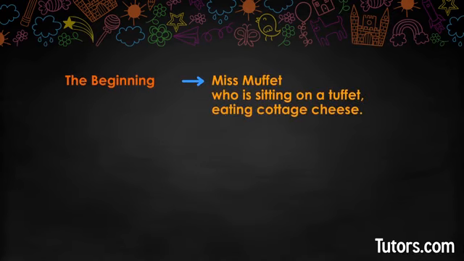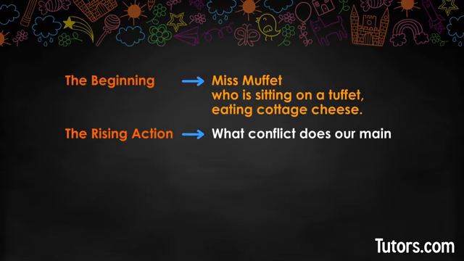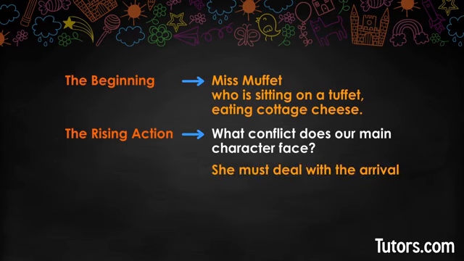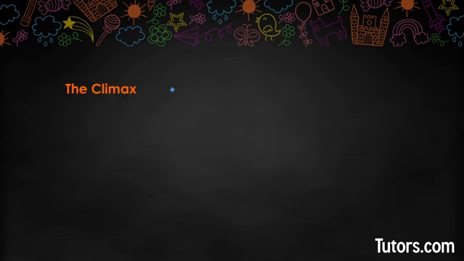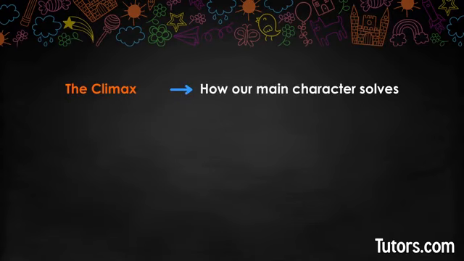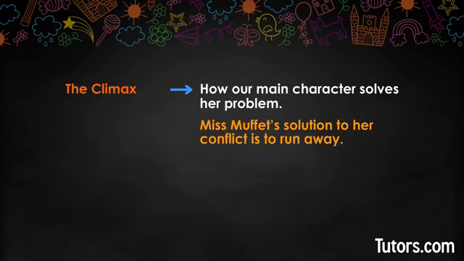eating cottage cheese. In the rising action, what conflict does our main character face? She must deal with the arrival of a spider. The climax of the story is how our main character solves her problem. Miss Muffet's solution to her conflict is to run away.